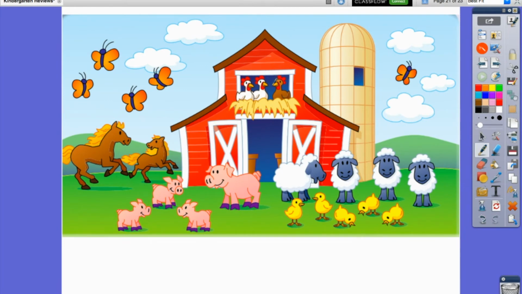How many white chickens are there? There are 2. How many brown chickens are there? There's only 1. And how many did we say there were altogether? We just counted them. There are 3 chickens. So 2 white chickens and 1 brown chicken means that there are 3 chickens.